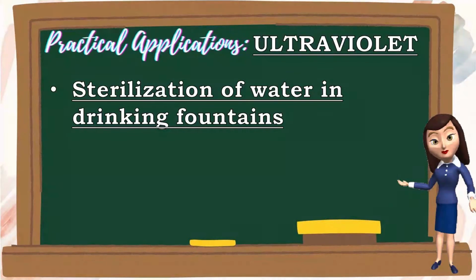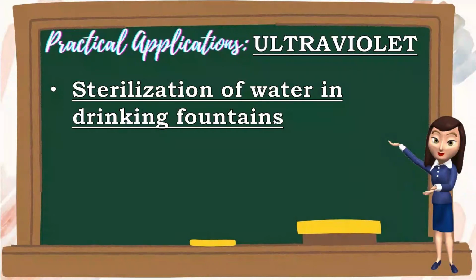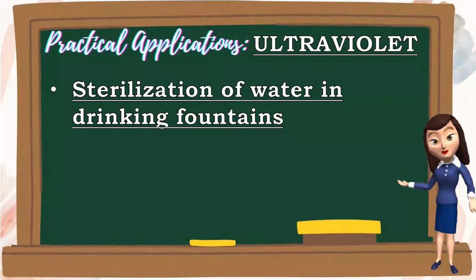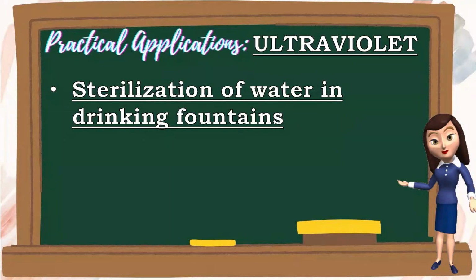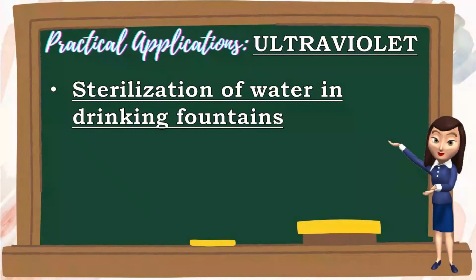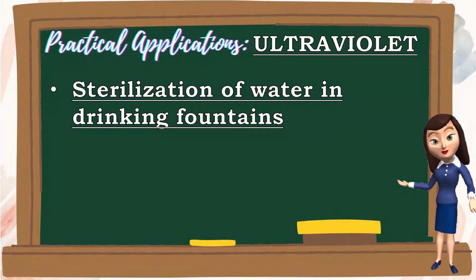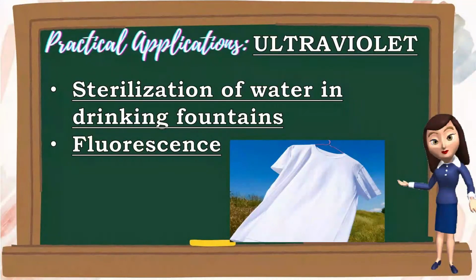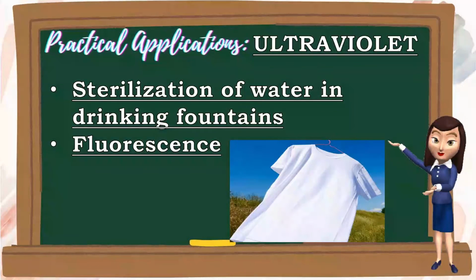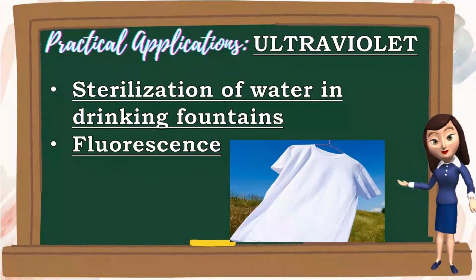Next application of the ultraviolet is in the sterilization of water in drinking fountains. Ultraviolet light disinfection is one water treatment system that can be used to remove most forms of microbiological contamination from water. And the last application of the UV is in the fluorescence. Some washing powder contains fluorescent chemicals which glow in sunlight. This makes your shirt look whiter in daylight.